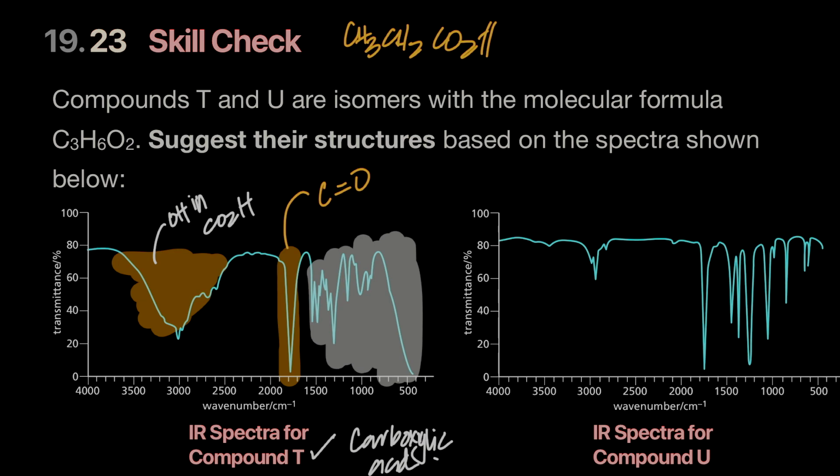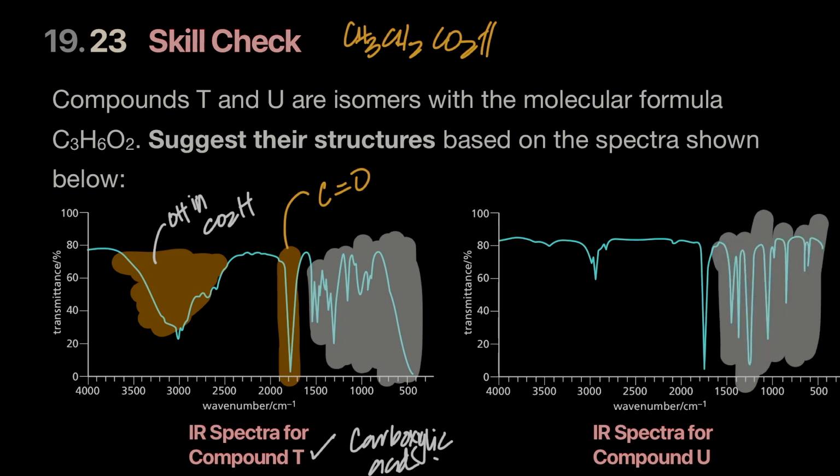Alright. Then U has a thing present and a thing missing. So what's present? First of all, I will ignore the fingerprint region. So what's present after the fingerprint region? A distinct bond similar to the same one here. So both T and U have a C double bond O group. Do you see that? Yeah? But what is U missing?